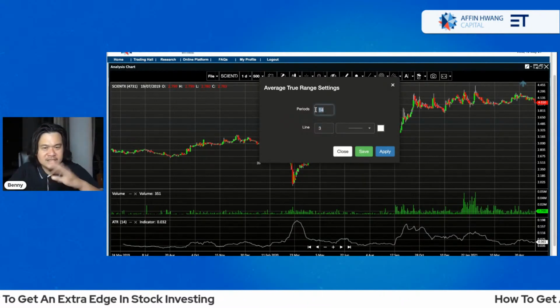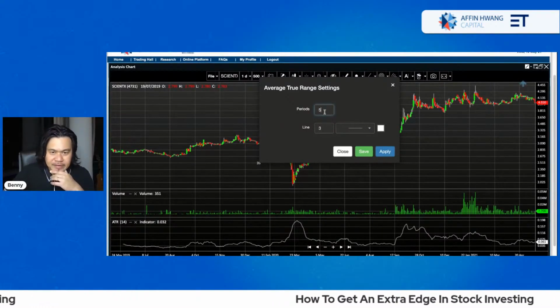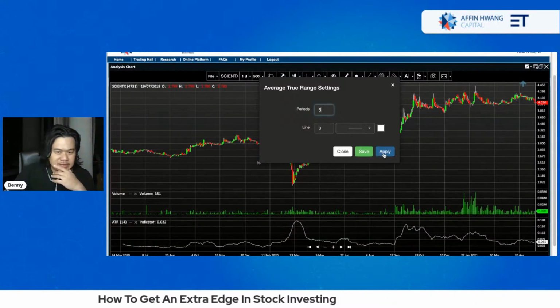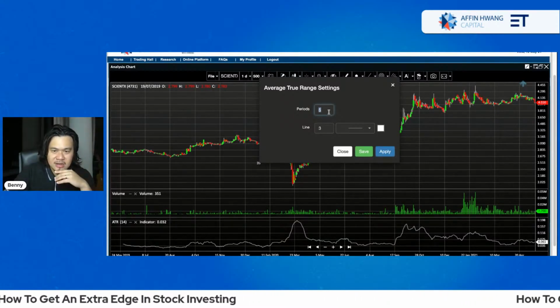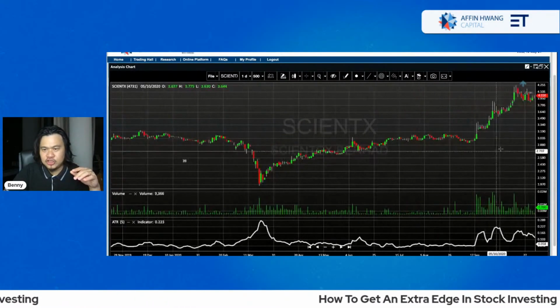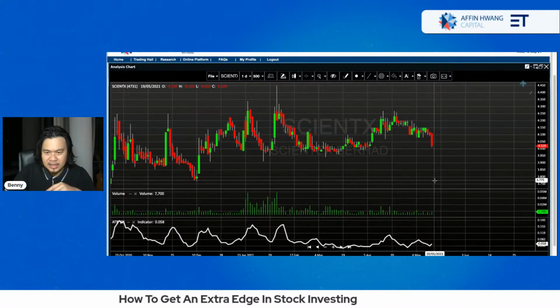So the period here by default is set to 14. I'm just going to change it to 5. That means the 5 days range, 5 days average range. No need to apply so many. So default is 14, just change that to 5. If you change to 5, immediately you can already see the ATR calculation.